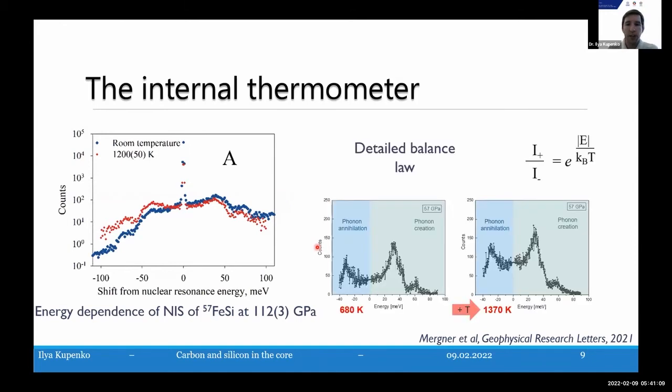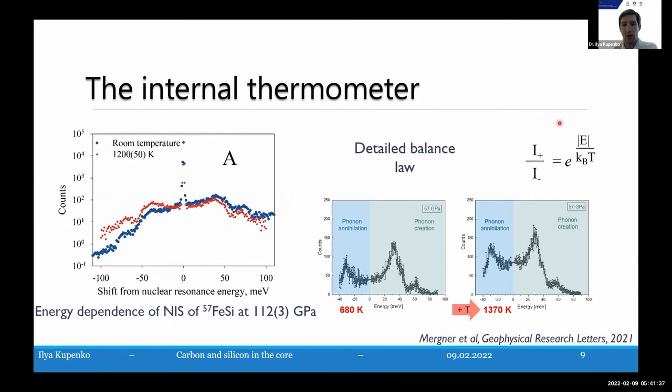So for any particular energy, the ratio between the created phonons and annihilated phonons is described by the so-called detailed balance law. So the higher the temperature, the higher the probability of phonon annihilation. And we can use this ratio to determine the temperature of these very atoms that are responsible for the signal.